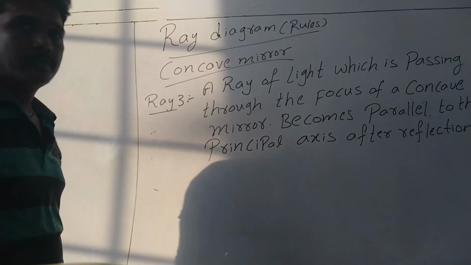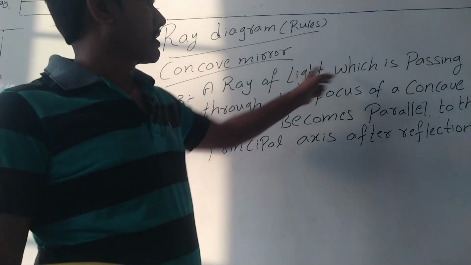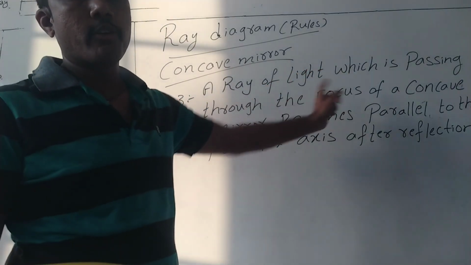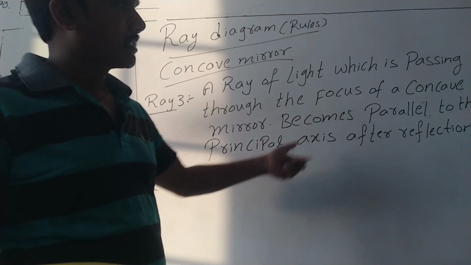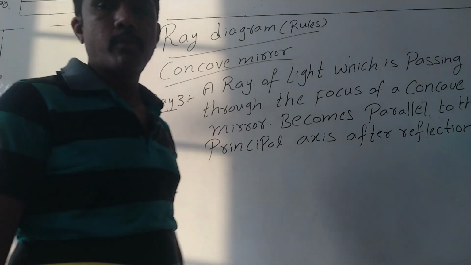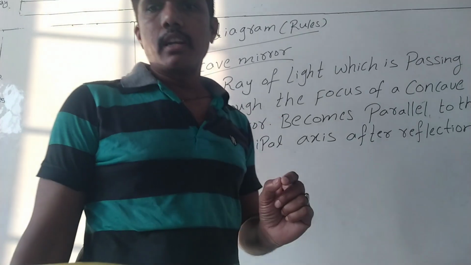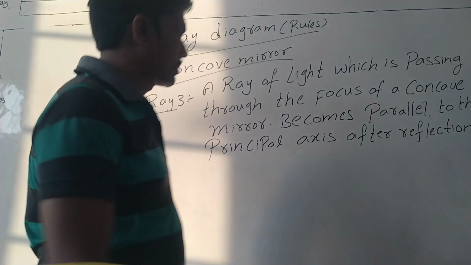Now see this ray 3. A ray of light which is passing through the focus of a concave mirror becomes parallel to the principal axis after reflection. It is ray 1 reversed. Simply, if you learn ray 1, this is the reverse. Now see this diagram.